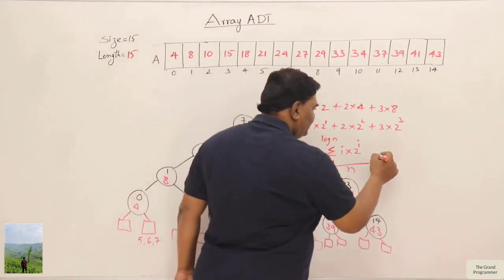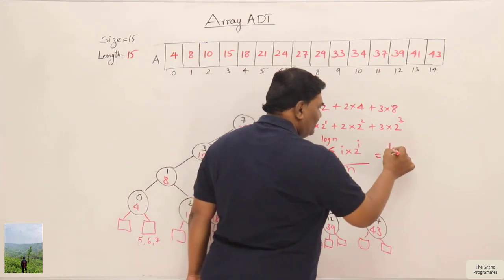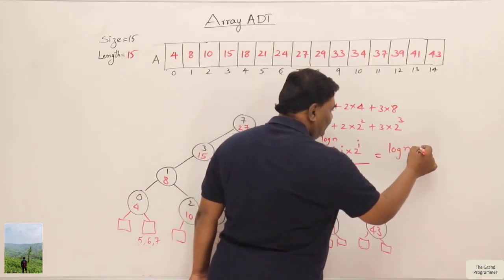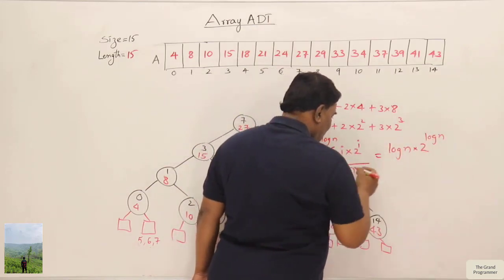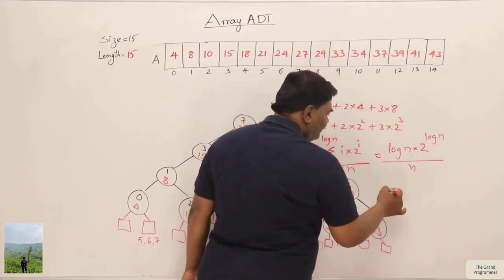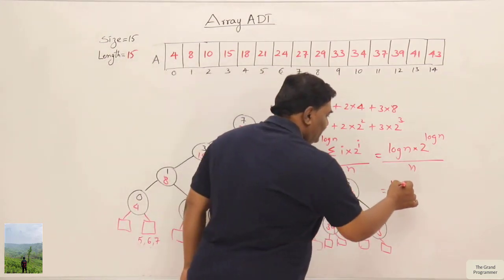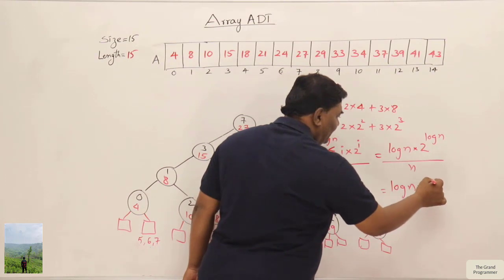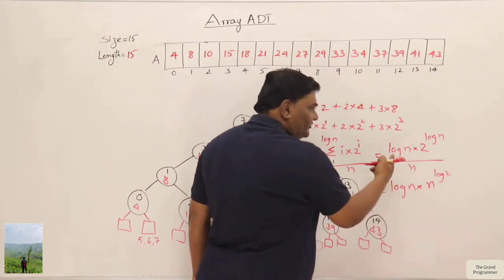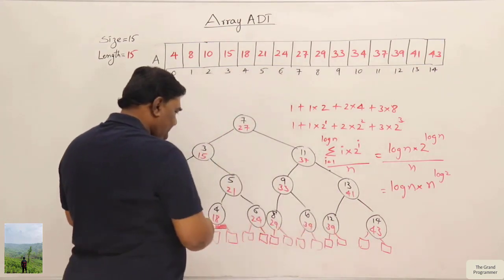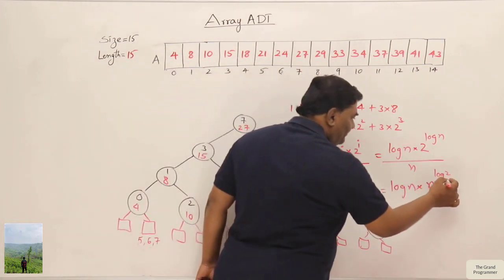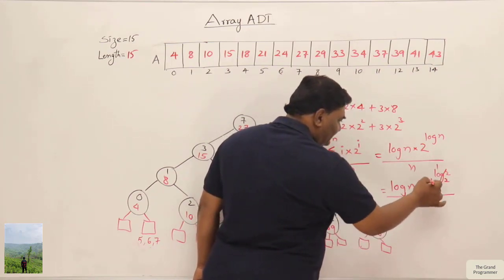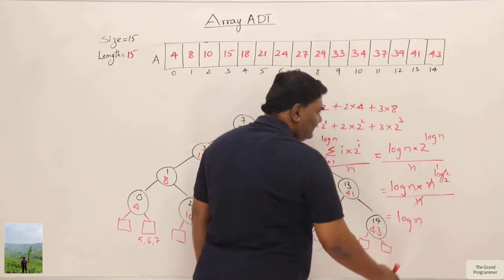Then this numerator is approximately equal to log n. i is replaced with log n, and here also i is replaced with log n, into 2 power log n, and this is divided by n. Then this can be written as log n, and this power n can be brought here. So this will be n log 2. Here we are taking the values in powers of 2, so that is log 2 base 2. So this becomes 1, and divided by n, the n gets cancelled. So the answer is log n.